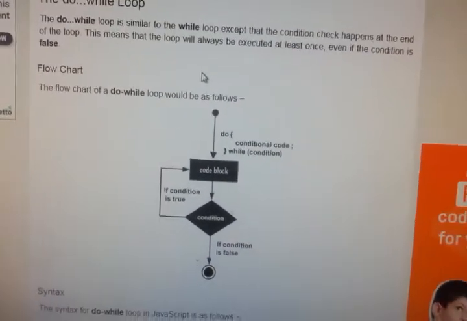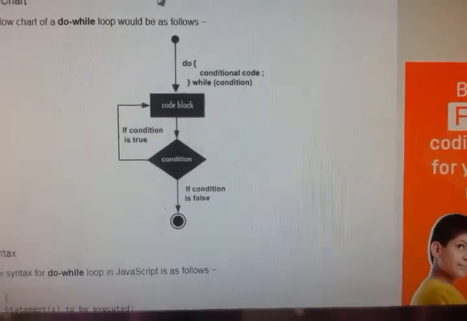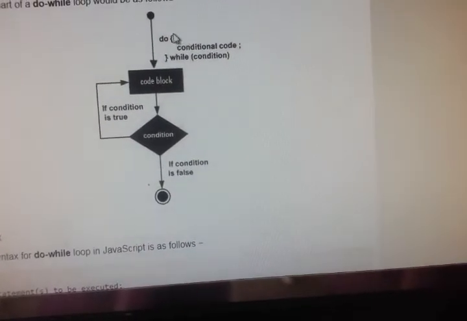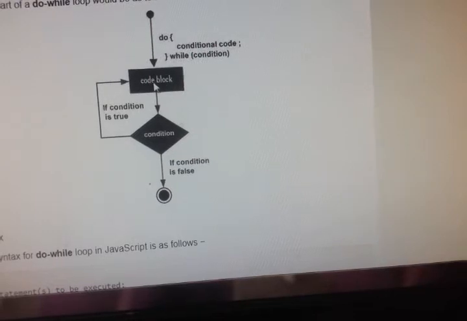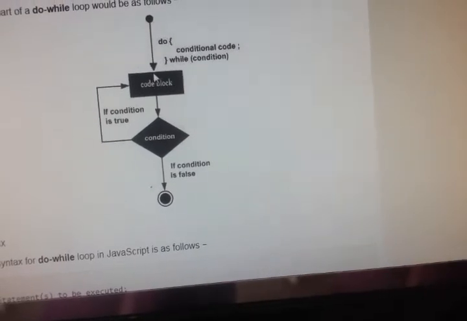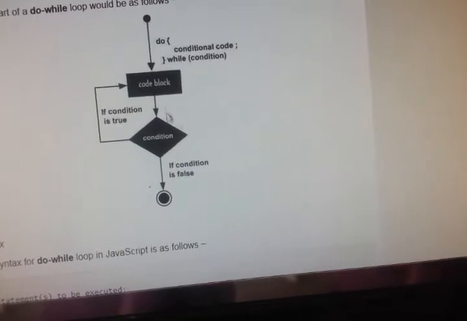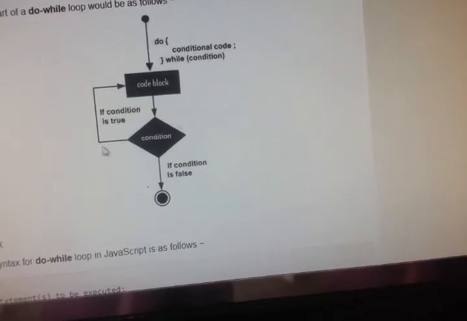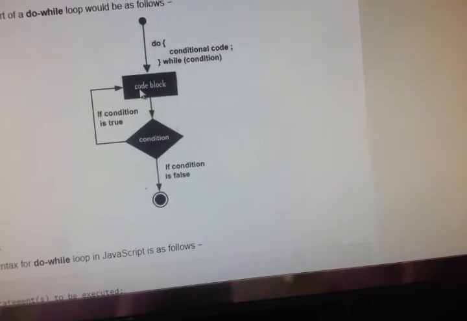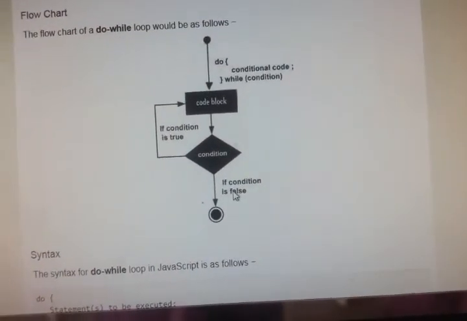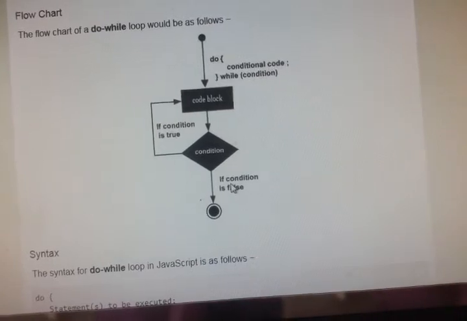If you see the flow chart of do while, first the code is executed, then it will check the condition. If the condition is true, again the code is executed. If it is false, it will come out of the loop.